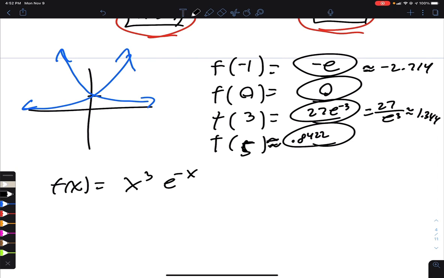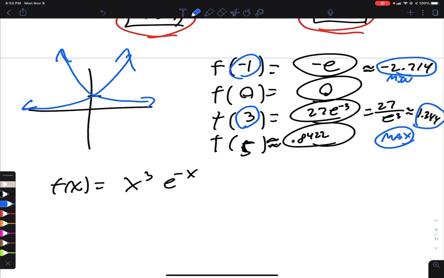So what's the absolute maximum? It's going to be the biggest number here, so I'll do it in blue. The maximum value is 1.344 approximately, and it occurs at 3. And the minimum is going to be -2.714 approximately, or -e exactly, and it occurs at -1. And that's that problem.